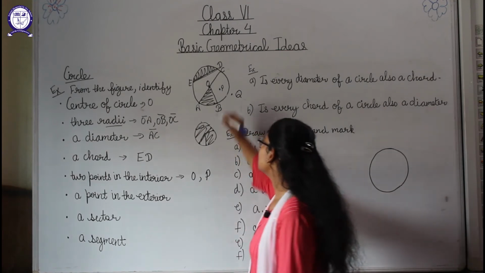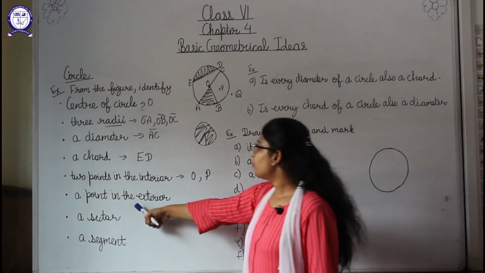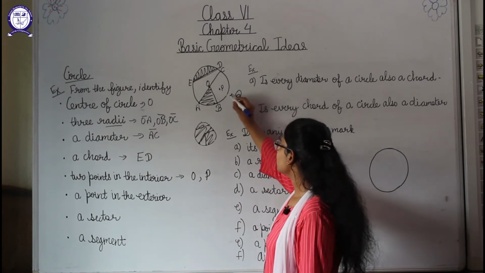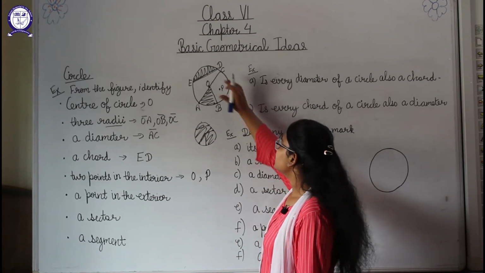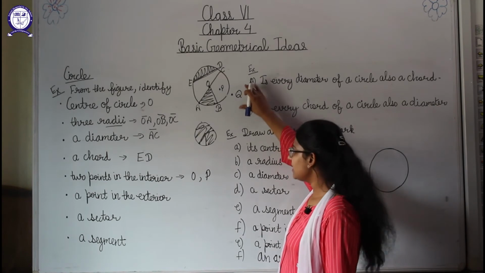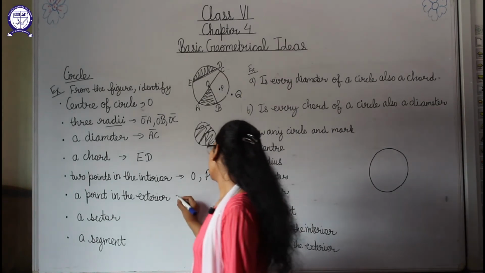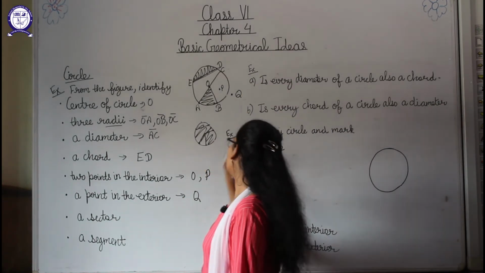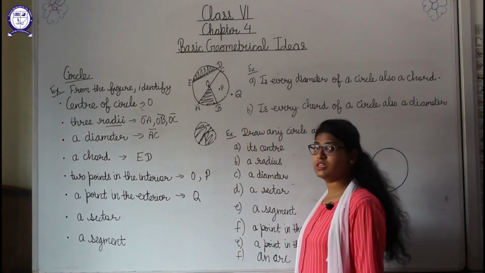These 2 are in the interior of the circle, and a point in the exterior. So students, can you see that this is the point Q and this is outside the circle boundary? It means it is at the exterior. So here we will write that Q is at the exterior of circle.